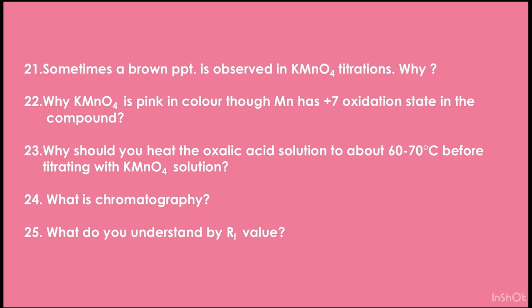Why should you heat the oxalic acid solution to about 60 to 70 degrees Celsius before titrating with KMnO4 solution in the titration? The reason is that at room temperature, this reaction where the oxalic acid is giving out CO2 and KMnO4 is reacting with it is not possible. So to carry out the reaction, to speed up the process, you need KMnO4 to convert to Mn2+, and for carrying out that particular reaction with oxalic acid, you need at least 60 to 70 degree temperature. Then next, question number 24.